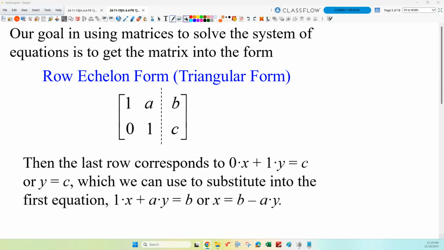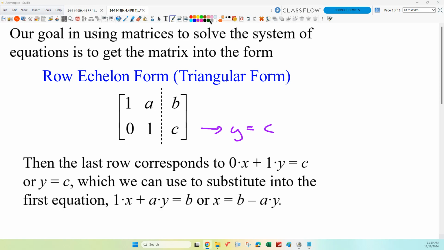Okay, what do you notice about this form? This is where we want to get, where we can stop using matrices and just solve the system. What does that bottom row say? It says 0x plus 1y equals c. Isn't that just the same thing as saying y equals c? Okay, well, if a, b, and c are just numbers, then that's telling me y equals a number. What could I do now to solve for x?